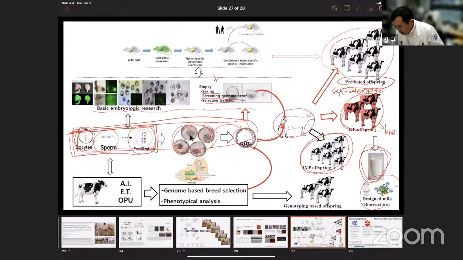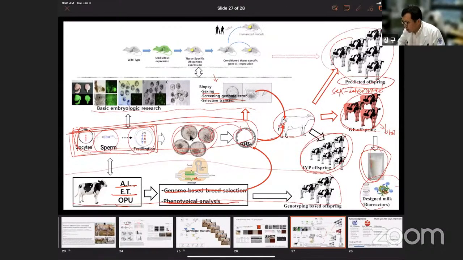Another one, the farm field, the very practical one. We can see artificial insemination, embryo transfer, ovum pickup, and genome-based breed selection, phenotype analysis. We can see genotype-based offspring. It is very important to communicate all of them.